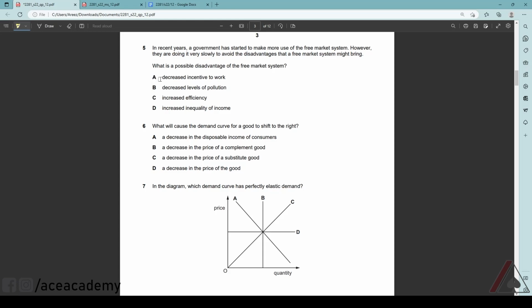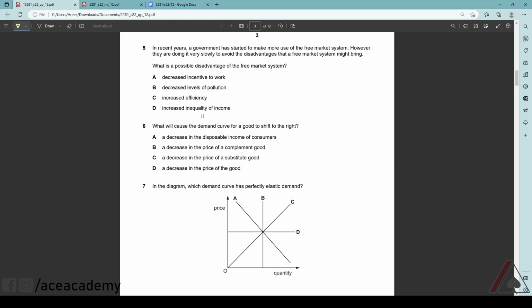Just like the first example, this is something that will happen because the consumers and the producers, and producers specifically, will have profit incentives. So they would have an incentive to be more efficient with resource allocation and waste management. Therefore, it will increase efficiency, and this is something that is going to happen. Unfortunately, however, this is an advantage that comes out of the free market system and not a disadvantage. So your answer would not be C.